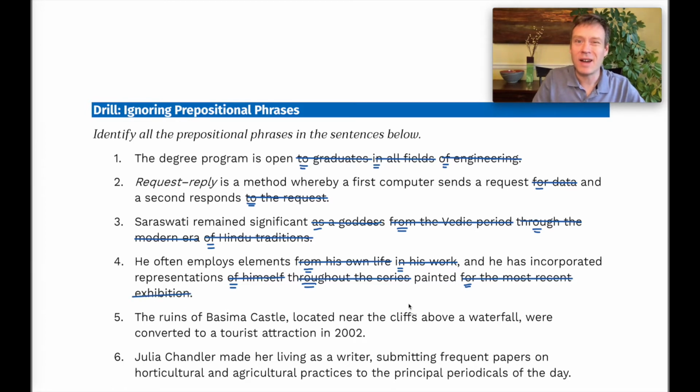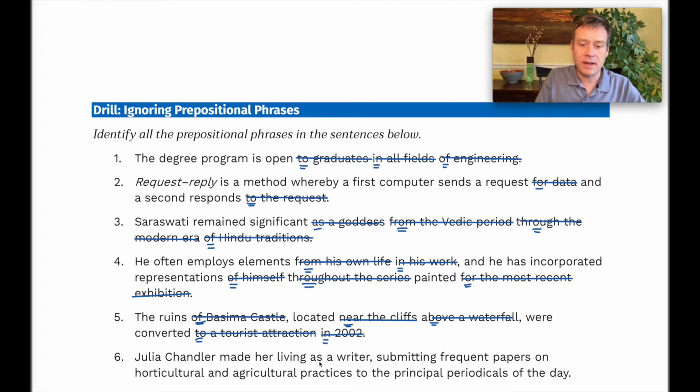You can notice that a lot of sentences have lots and lots of prepositional phrases. In number five, of is a prepositional phrase. Near is another one, near the cliffs. Above is a preposition, above a waterfall. To is a preposition, and in is a preposition. So those are all the ones that you could get rid of.